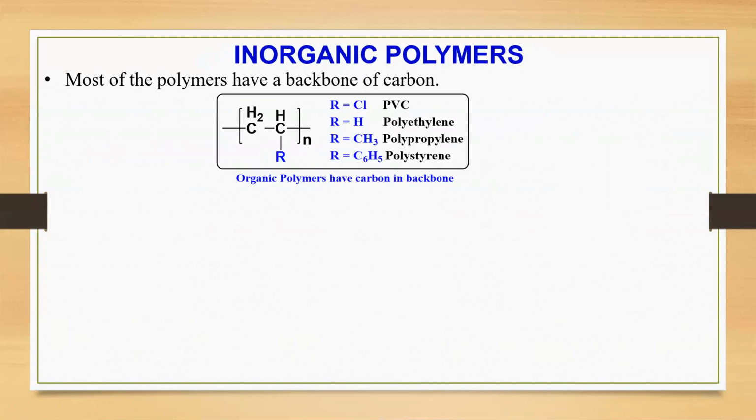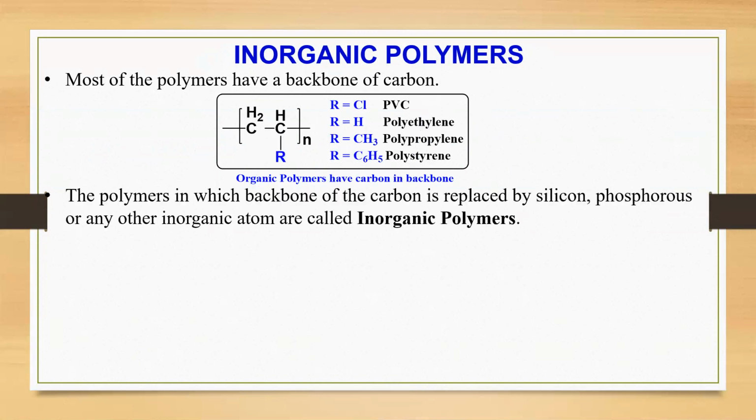Most of the polymers have a backbone of carbon. We know about PVC, polyethylene, polypropylene, polystyrene. All these polymers have a backbone of carbon. These are general polymers. But what if the polymer in which the backbone of carbon is replaced by silicon, phosphorus, or any other inorganic atom? These are called inorganic polymers.